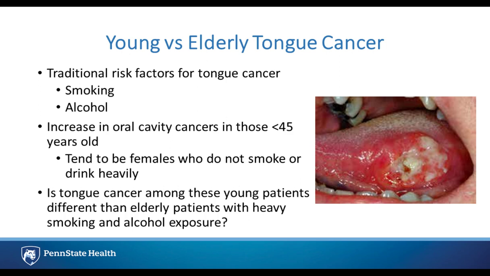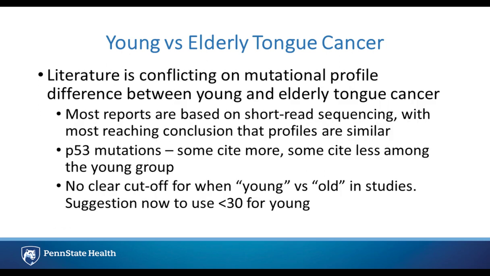And these are theorized to be mostly females who really don't have the traditional risk factors like smoking and drinking. But a question that's been raised is if these tongue cancers in these young patients are genetically different than in elderly patients with the traditional risk factors. And this, of course, could have implications for different diagnostic, prognostic, and treatment methodologies.